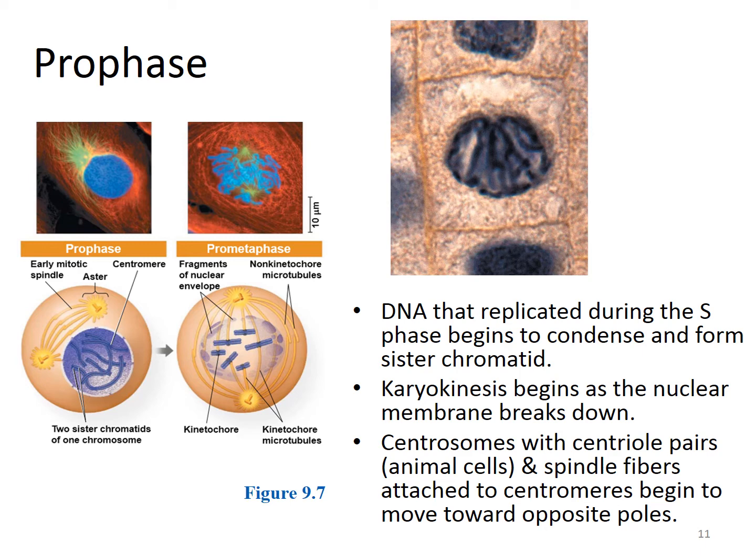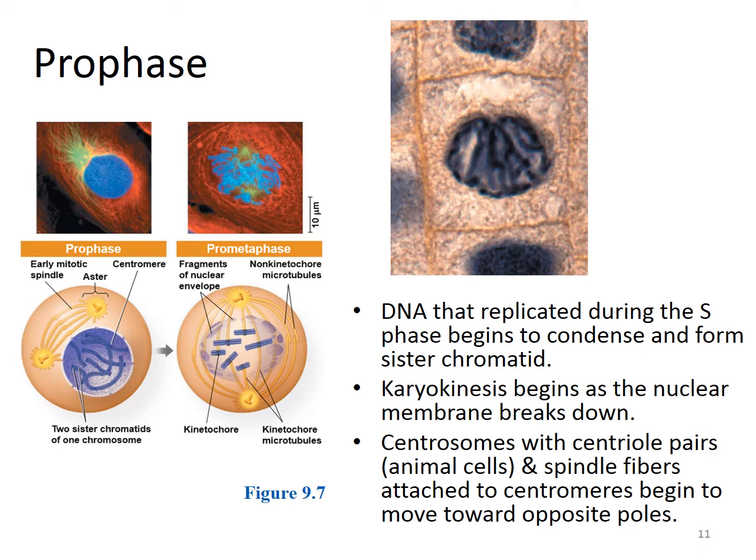These centrosomes, which are protein complexes with the associated centriole pairs, again in animal cells, will start to form these spindle fibers. And these spindle fibers are basically protein strands that are going to attach to the centromeres. The centromeres are those little constricted regions that hold the duplicate chromosomes together.